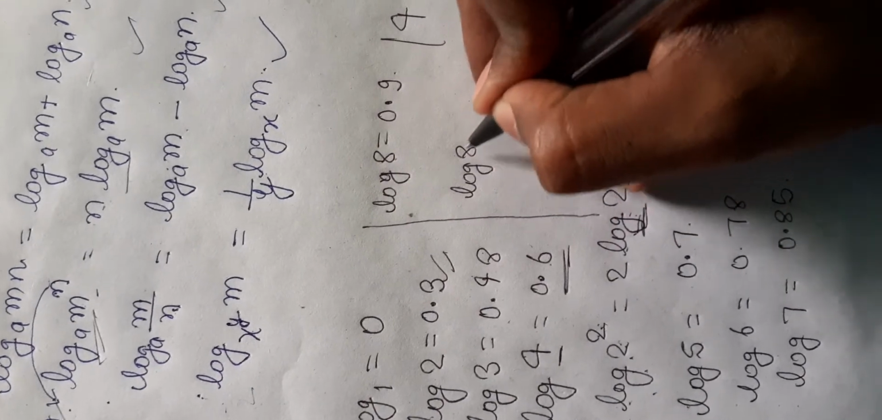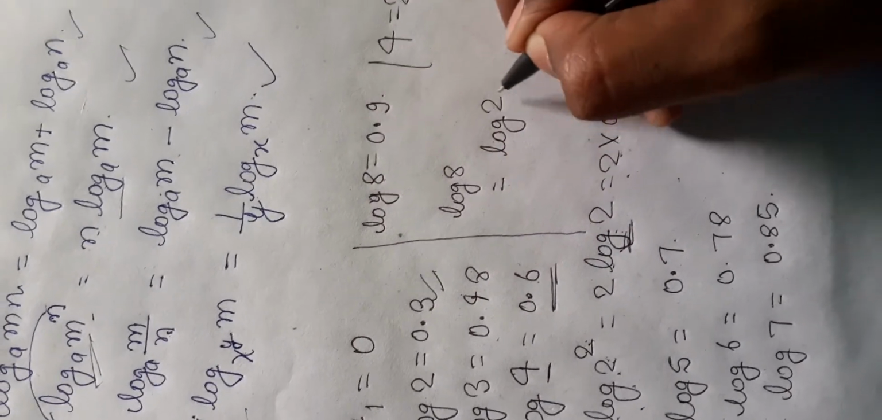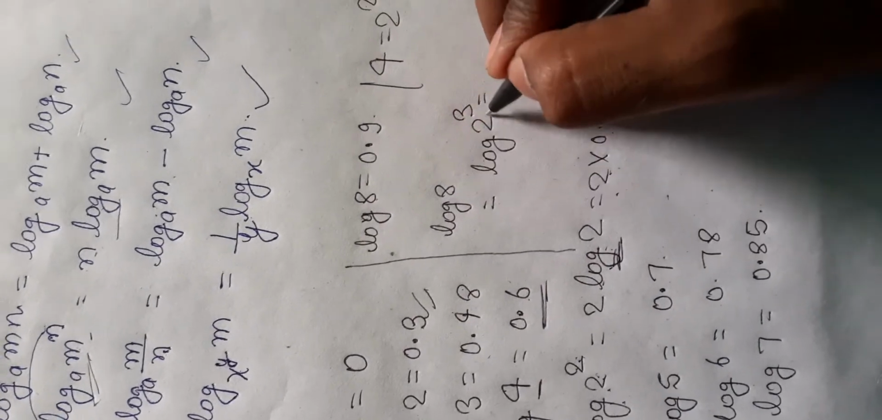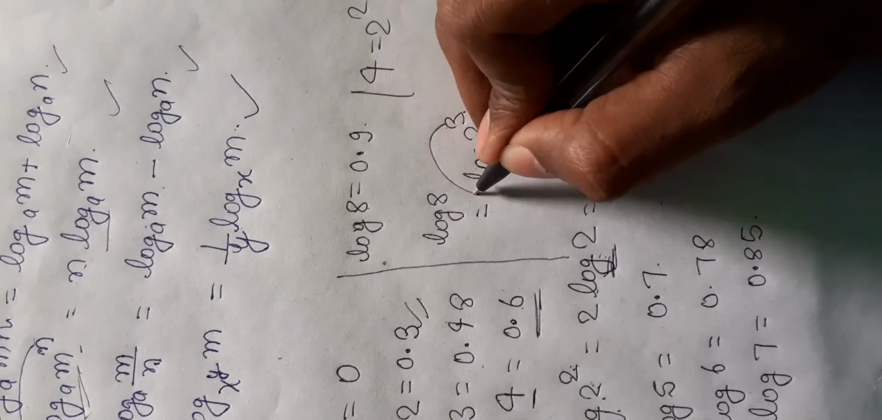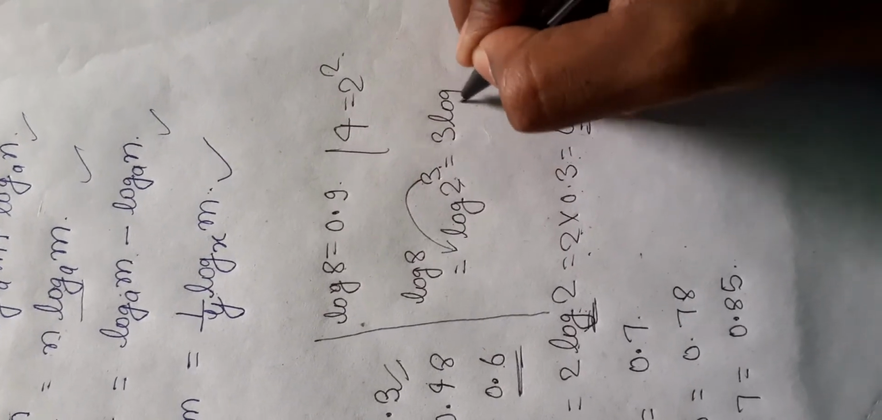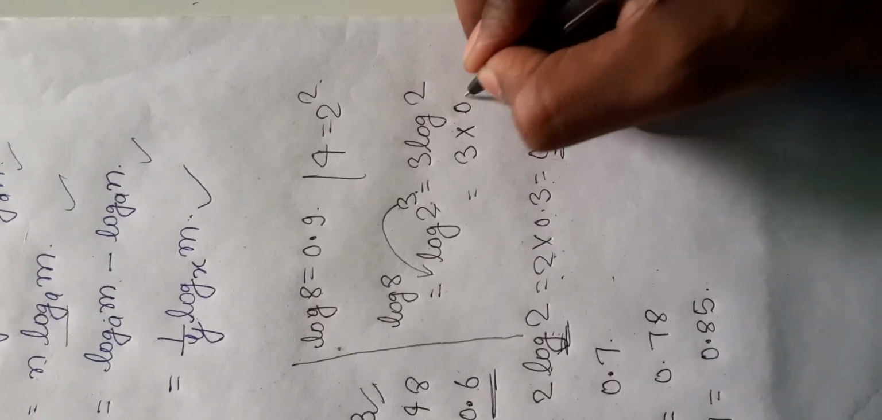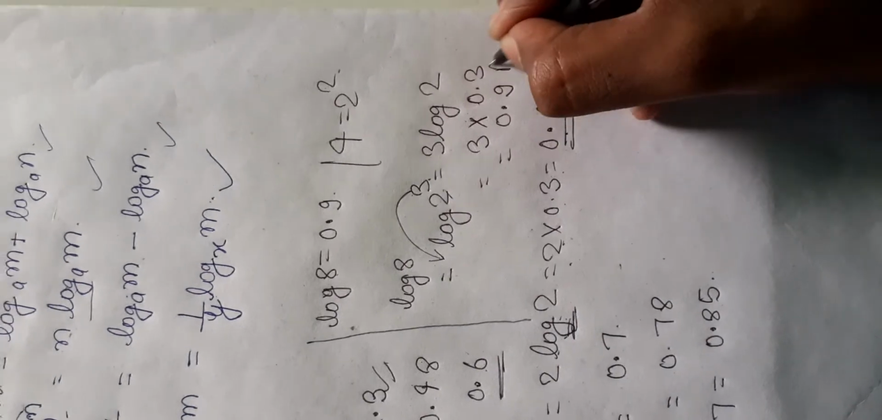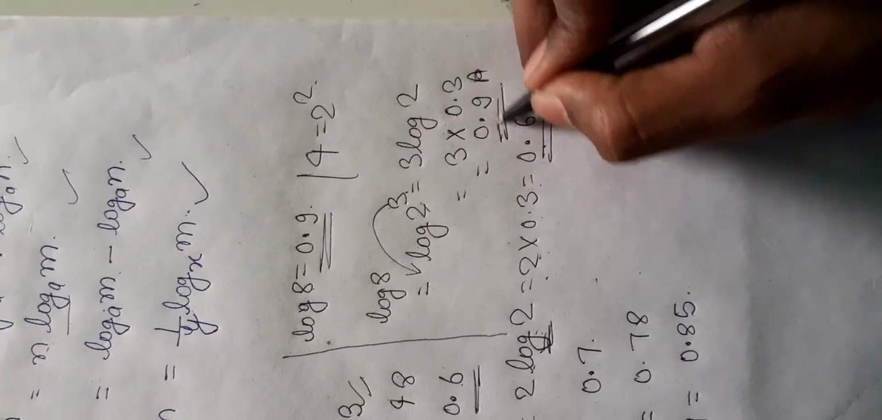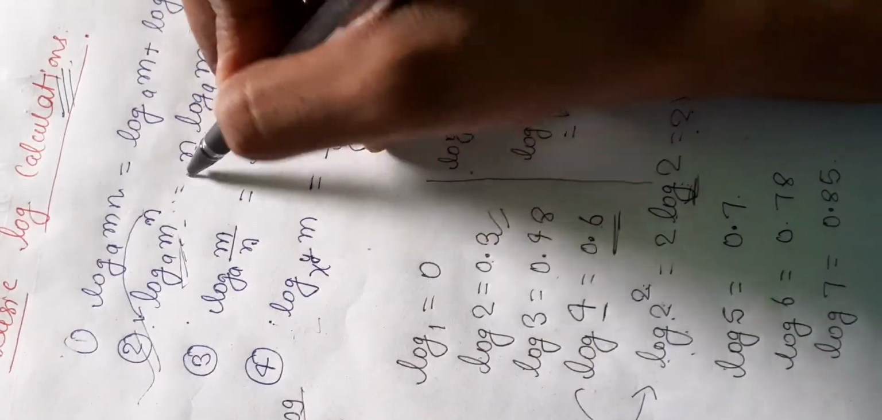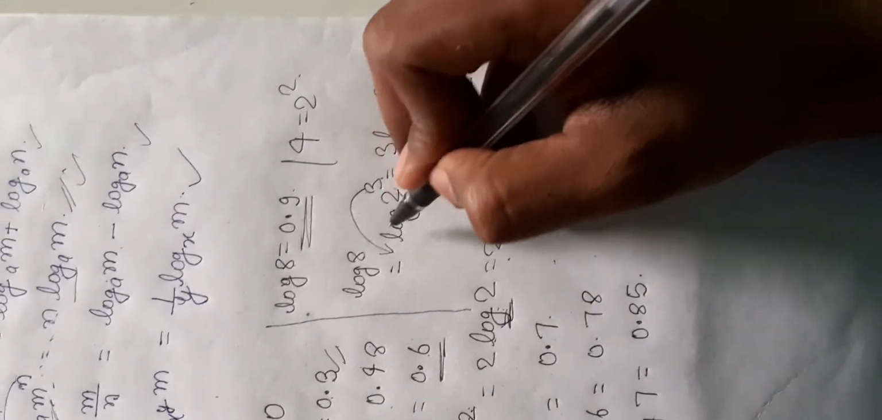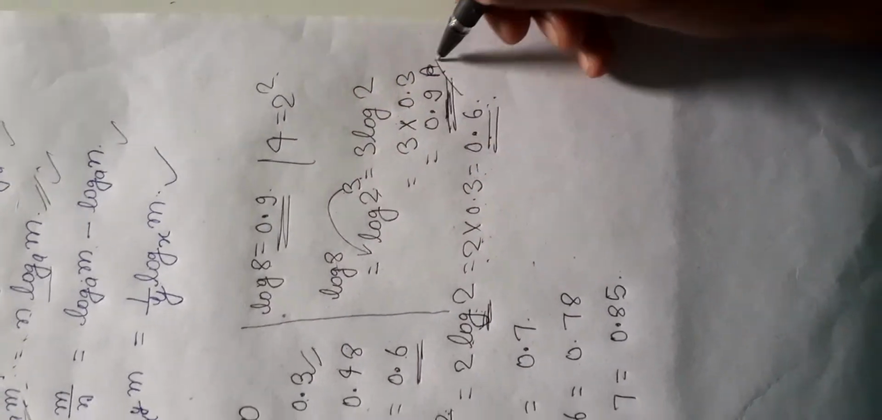Now again using this formula we can write log 8 as log 2 cubed, 8 is 2 cubed. Again the 3 comes before log, it will become 3 log 2, and 3 into 0.3 it will become 0.9. As you can see here 0.9, this proves that it is a good formula to use here. You can directly use the result or you can derive it actually by this.